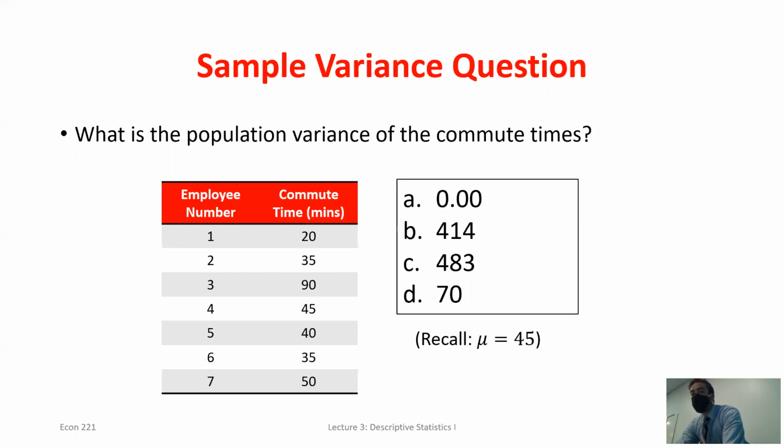A, right? Because 0, what would have to be true about the data set if it was 0? Everyone would have to have the same commute time. So right away, we can rule that out. Now, for the other ones, I can't ever have the foresight of which one is going to be correct. I actually just have to go through and calculate it.